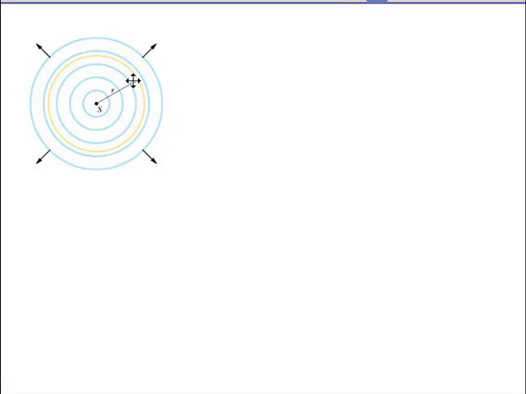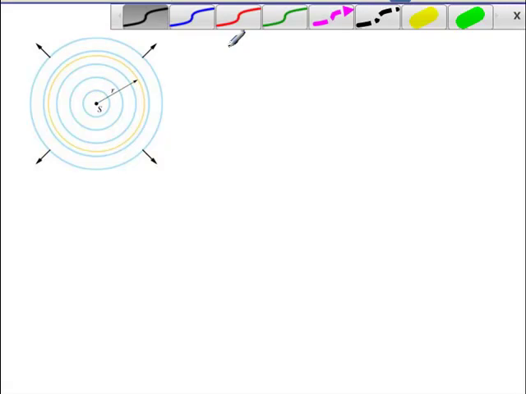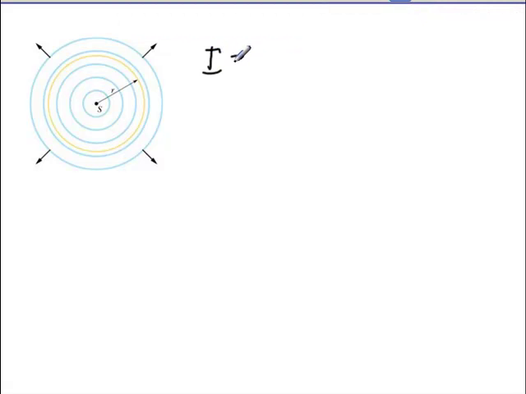So the intensity is the power per unit area. Then we just put in the formula for the area of a sphere, and the intensity will just be the total power divided by the area of a sphere, which is 4 pi r squared, the surface area. Notice the intensity falls off like the distance squared.